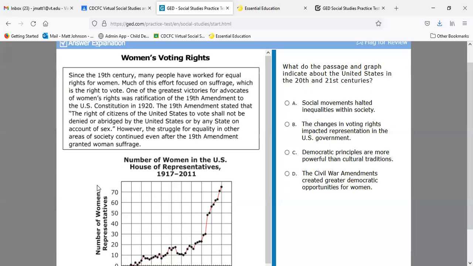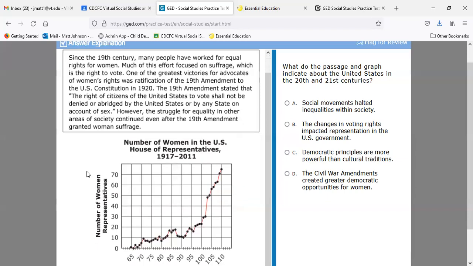One of the greatest victories for advocates of women's rights was ratification of the 19th Amendment to the U.S. Constitution in 1920. The 19th Amendment stated that the right of citizens of the United States to vote shall not be denied or abridged by the United States or by any state on account of sex. However, the struggle for equality in other areas of society continued even after the 19th Amendment granted women suffrage.